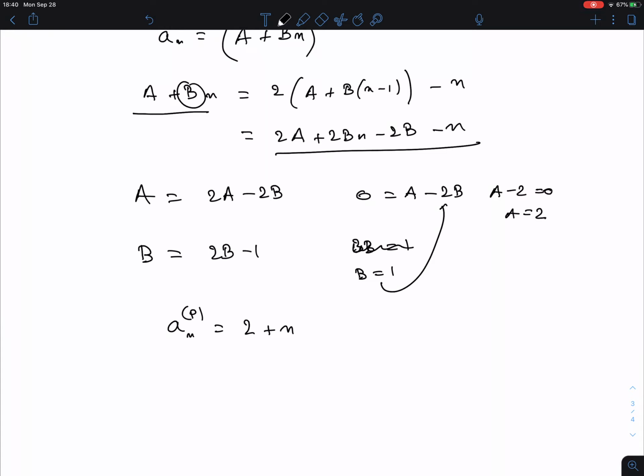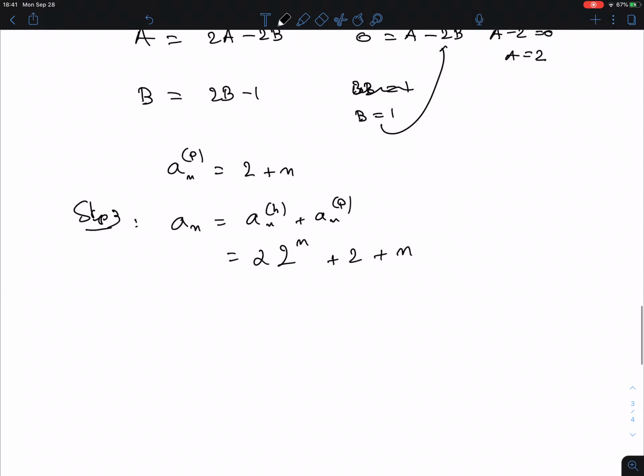We don't know. We have to write down step 3. The most general solution will be the homogeneous one. Let me write it one more time, the formula, right? So it's alpha times 2 to the n plus 2 plus n. And now we have to determine alpha with the initial condition.